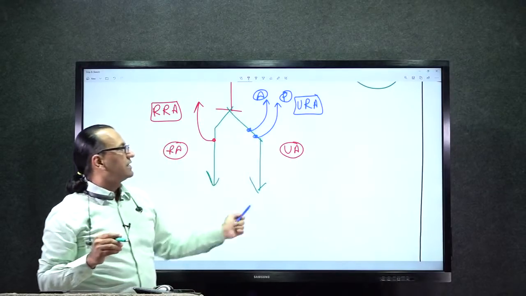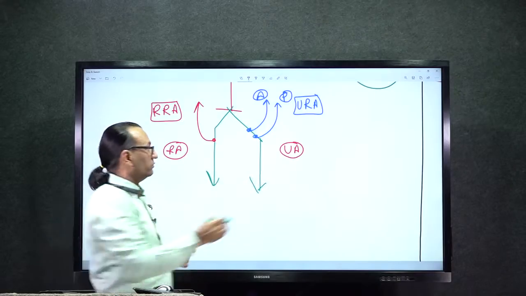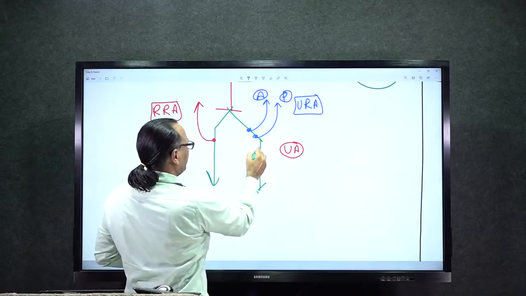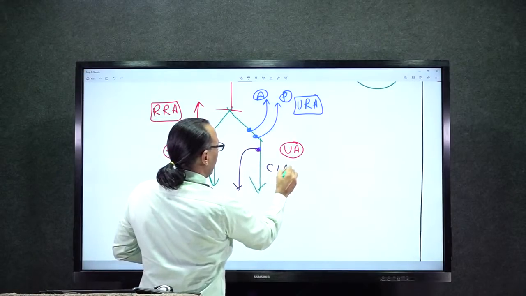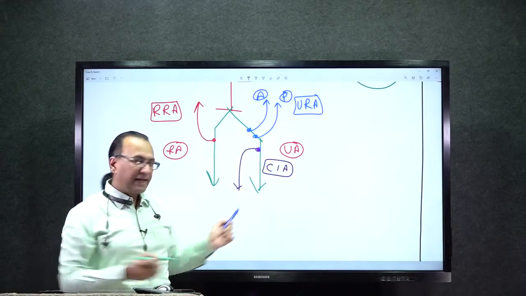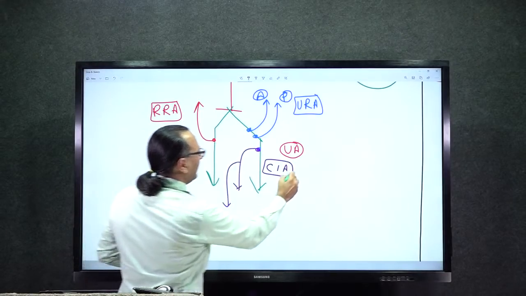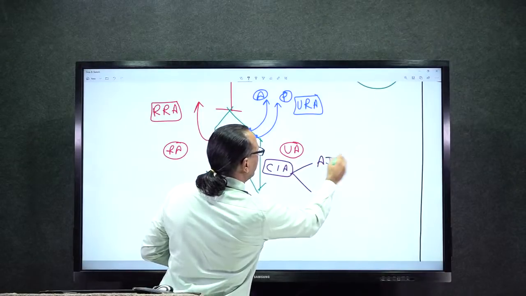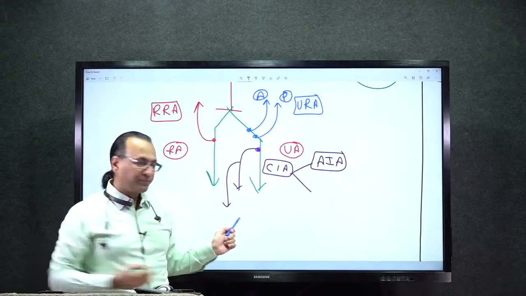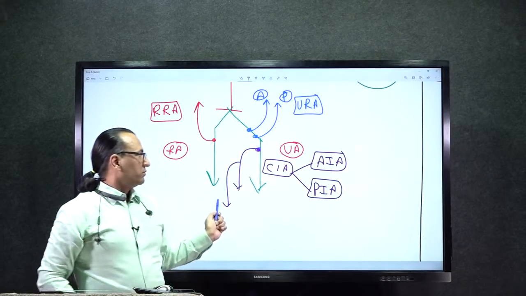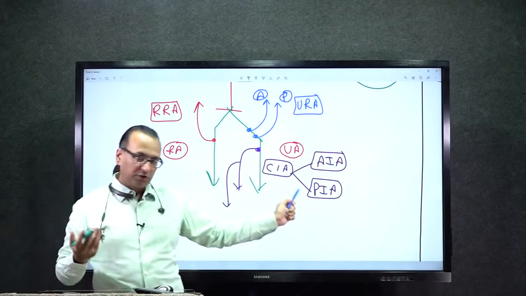MCQs. What else did the ulnar artery give? You saw, it was giving a branch called the common interosseous artery. And what is the common interosseous artery doing? It is giving two branches. And the names of the two branches? Anterior interosseous artery, for the anterior forearm, and posterior interosseous artery, for the posterior forearm. So both of them came from the common interosseous, which came from the ulnar artery.